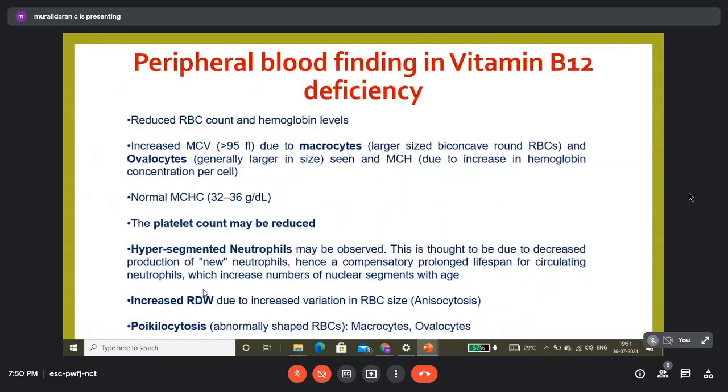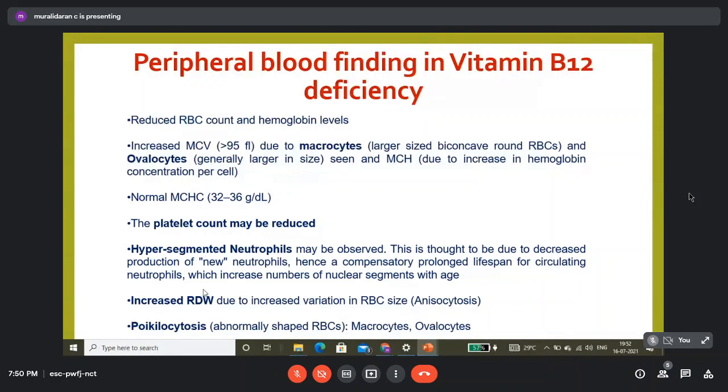In vitamin B12 deficiency, we know that vitamin B12 is necessary for nuclear maturation, so DNA synthesis. If that does not happen, people can have macrocytic anemia. Vitamin B12 is also essential for other cell lines, including platelet production as well as erythroid production and the myeloid series. So all the cell lines can be decreased, though not severely.